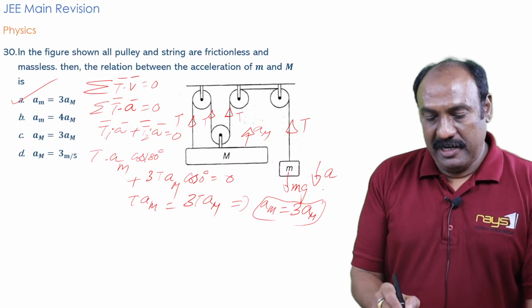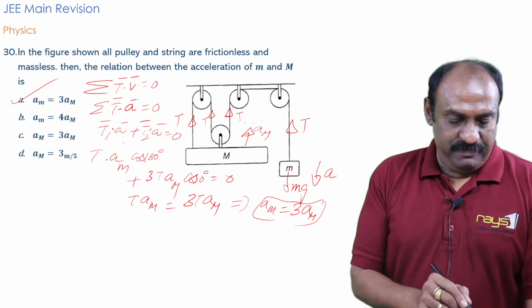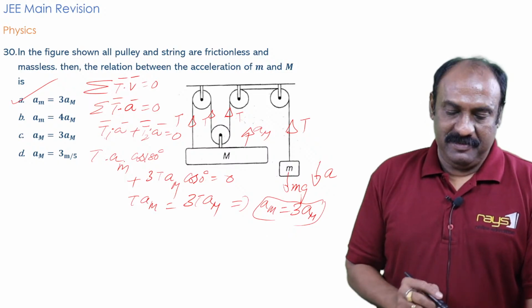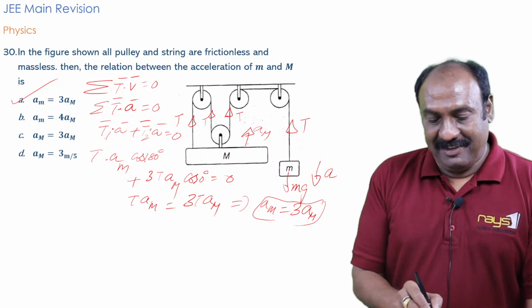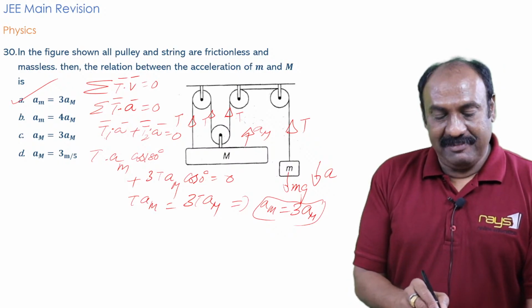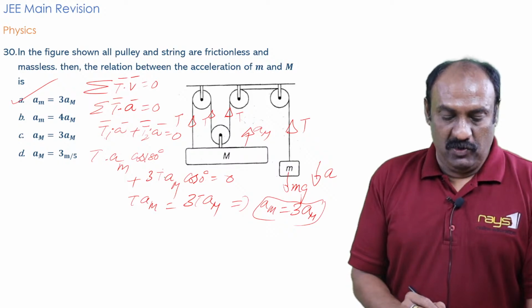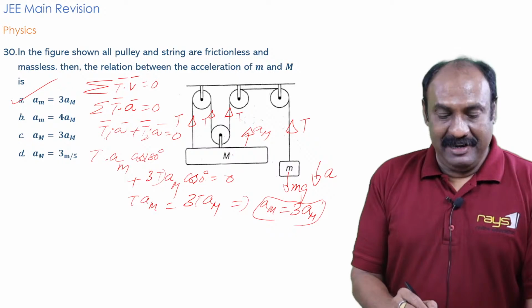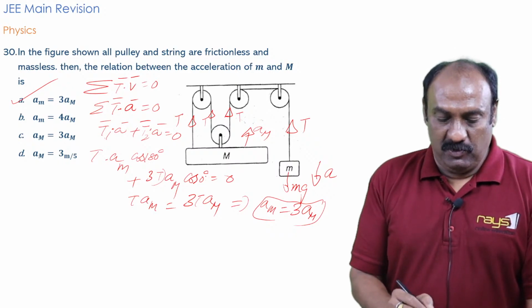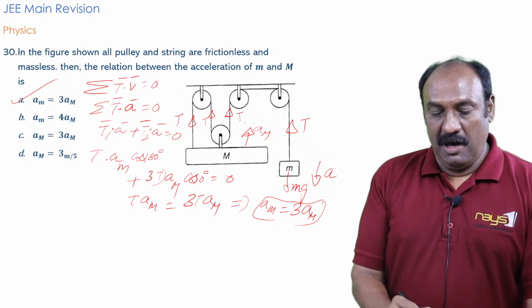Then T bar dot A bar is TA cos 180, plus this block moves up with the support of this tension 3T with an acceleration AM and the angle is cos 0. Therefore 3T into the acceleration of this block of mass M, AM, into cos 0, equated to 0. Here 2 blocks are there.